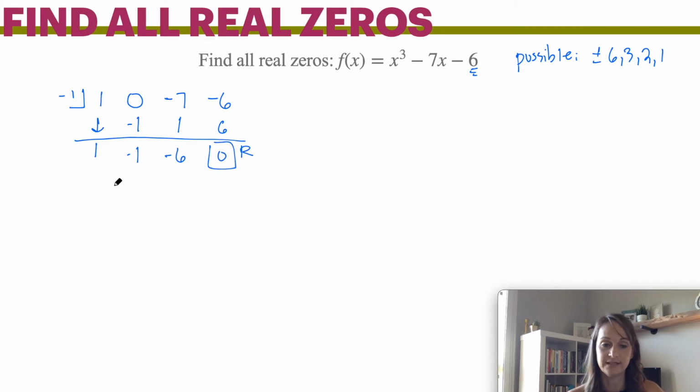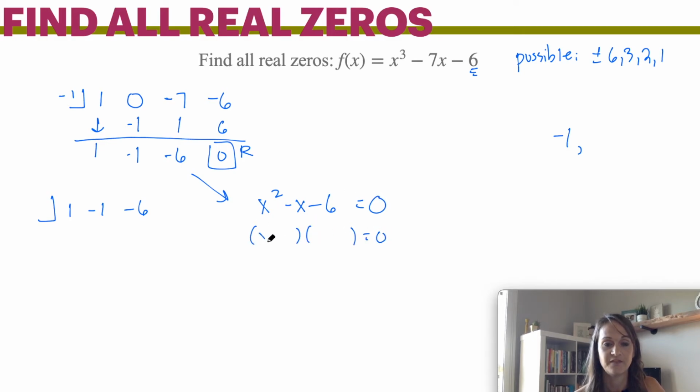Now, at this point, we know negative 1 is one of our answers. At this point, it is a quadratic. Why? Because after the remainder, we have 3 coefficients. Now, at this point, you could either create a new synthetic division, but at this point, I realize that this is x squared minus x minus 6. I can actually factor this into 2 parentheses. It factors into x minus 3, x plus 2.